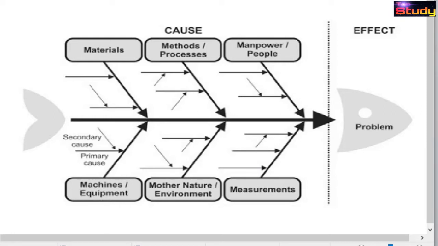Now we discuss the fishbone diagram. Fishbone diagram is also called cause and effect analysis. Cause and effect analysis was devised by Professor Kaoru Ishikawa in 1960. The technique was published in his book in 1990. The book name is Introduction to Quality Control.